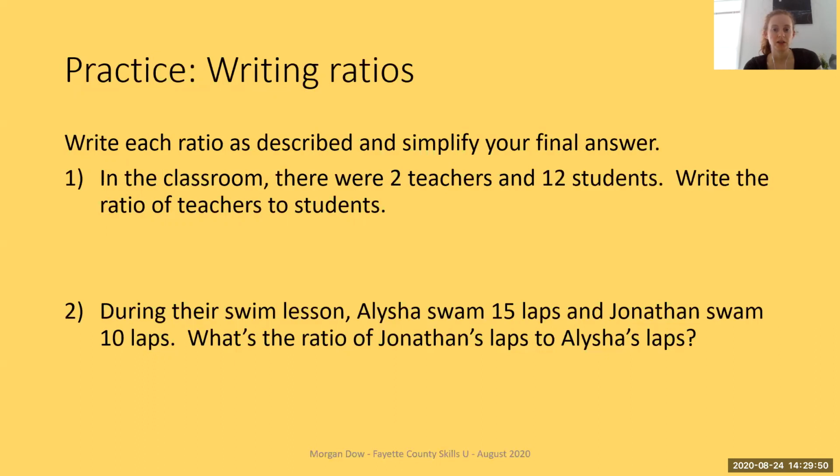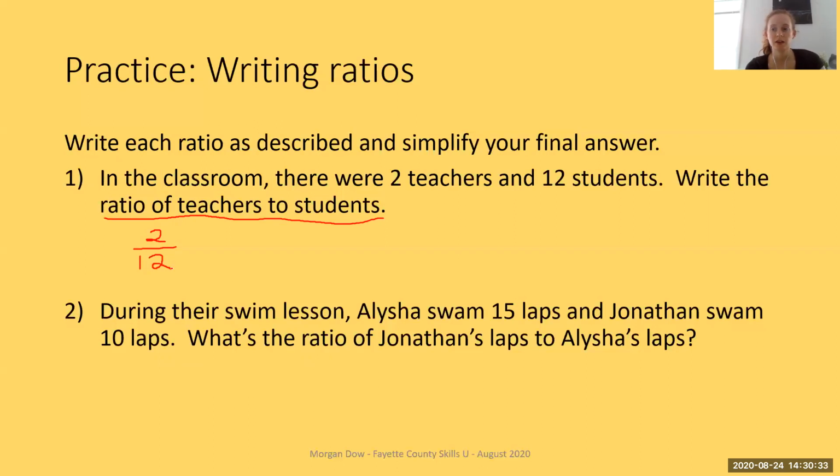All right, so number 1, there were 2 teachers and 12 students. Write the ratio of teachers to students. So we're being asked to write the ratio of teachers to students. I want to pay careful attention here to the order I'm being asked to write my ratio in. It doesn't say students to teachers, it says teachers to students. So my teacher number should come first, my student number should come second. Or my teacher number should be on top and my student number should be on the bottom. So we've got 2 teachers to 12 students.